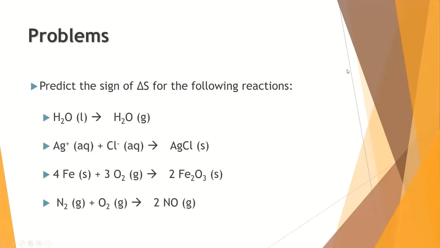And so one of the things that you should be able to do is, just by looking at chemical equations, predict what kind of entropy change you would expect. So for example, in this problem, we are going from water in the liquid phase to water in the gas phase. Well, we already know that gases have greater entropy than liquids, so we should expect that delta S is going to be positive in this case.